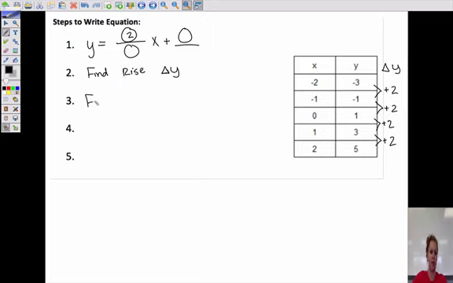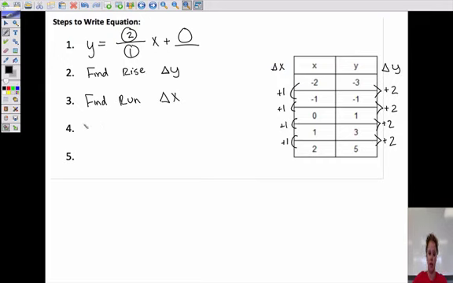Then I'm going to find my run. And for the run, that's the change in the x. So my x is changing from -2 to -1. That's plus 1. From -1 to 0, that's plus 1. 0 to 1, plus 1. 1 to 2, plus 1. So my run would be 1. So I can add these 2 columns and help myself.